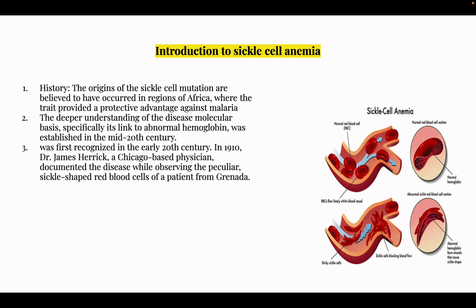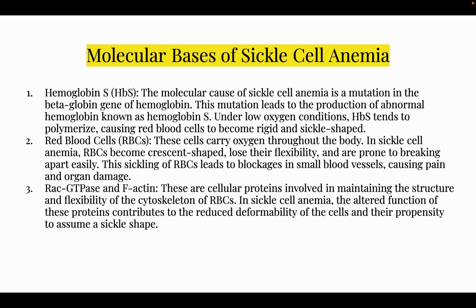The term sickle cell refers to the distinct shape, as we see over here, of the affected red blood cells, which impairs their ability to carry oxygen efficiently. Sickle cell anemia at the molecular and cellular level involves the following key components. Hemoglobin S, the molecular cause of sickle cell anemia, is a mutation in the beta globin gene of hemoglobin. This mutation leads to the production of abnormal hemoglobin known as hemoglobin S. Under lower oxygen conditions, the hemoglobin tends to polymerize, causing red blood cells to become rigid and sickle-shaped.